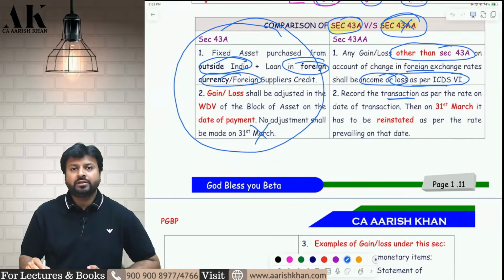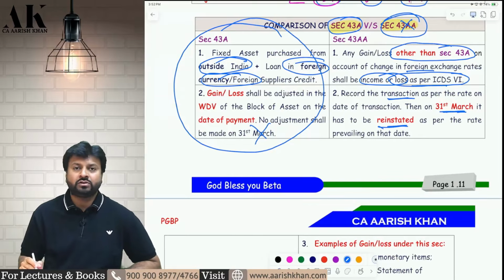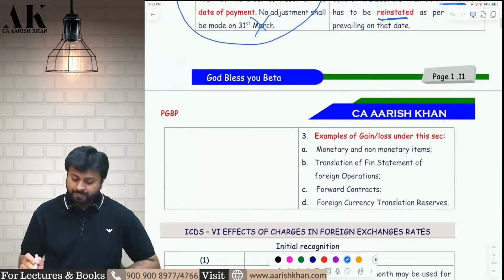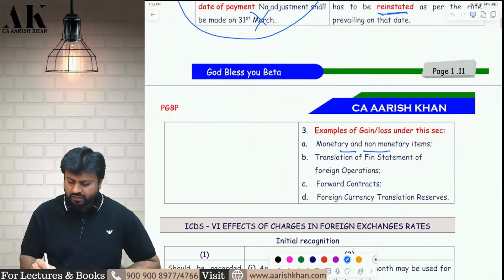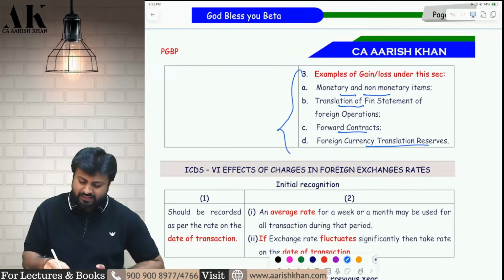First, record them on the date of transaction, then on 31st March, you have to revalue them. Then on the date of settlement, you have to again check what is the gain, what is the loss. So the way you do in accounts, you have to do in the same manner in 43AA. Examples over here, you have to record the gain and loss for monetary, non-monetary items, translation of foreign financial statements, forward contracts, foreign currency, all of them. These are just some of the illustrative examples.